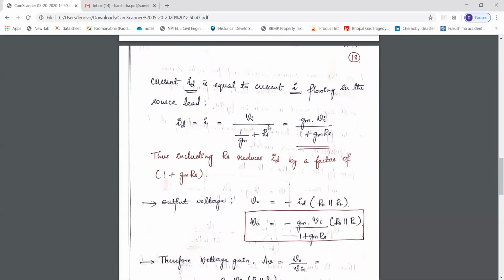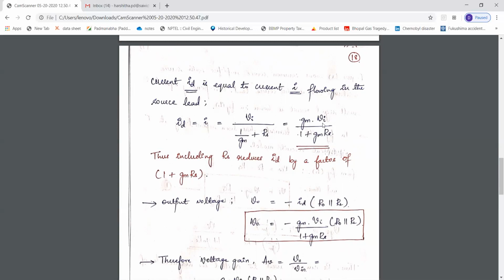Upon simplification of Vi by 1 by gm plus RS, we get gm into Vi divided by 1 plus gm into RS. So thus, including RS, see here RS is in the denominator, isn't it? By including RS in this configuration of the common source amplifier, the drain current is reduced by a factor of 1 plus gm into RS.